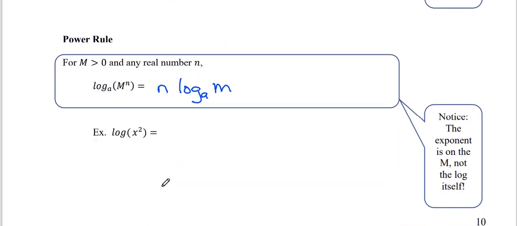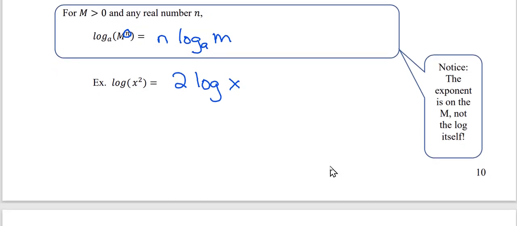An important thing here is that this exponent has to be on the m, not on the log itself. This is 2 log of x. Oh, shoot. Did I forget my base when I typed this up? No, if there's no base there, it is 10. So this is 2 times log base 10 of x. That's the common log.